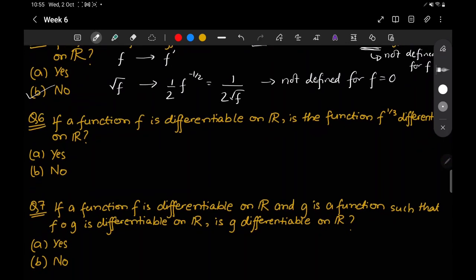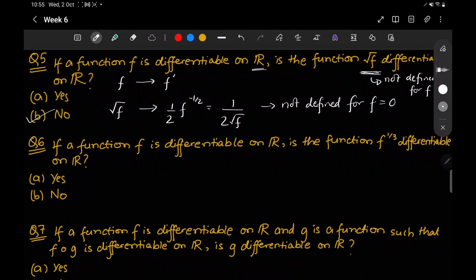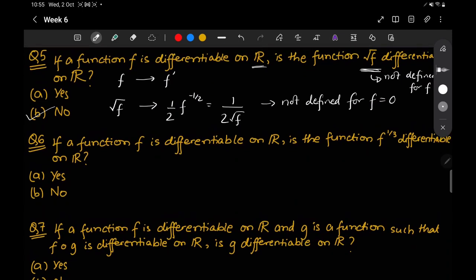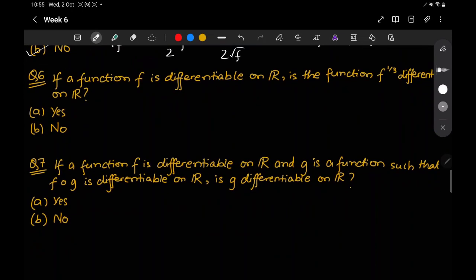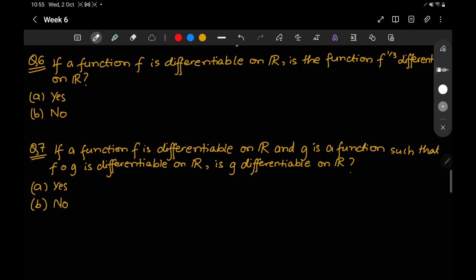So the next question, question number 6, is similar. If a function f is differentiable on R, is the function cube root of f differentiable or not? Once again, I will restart the yes no type poll. Take some time to answer.